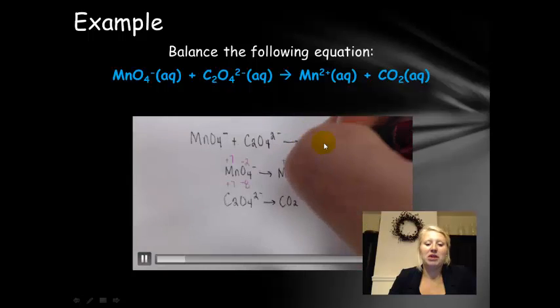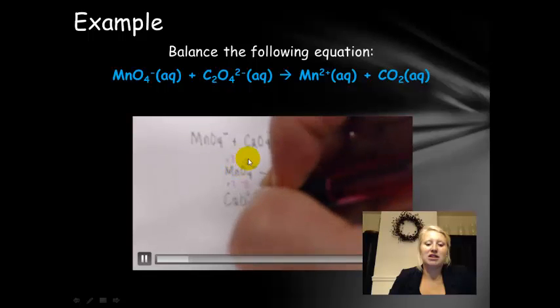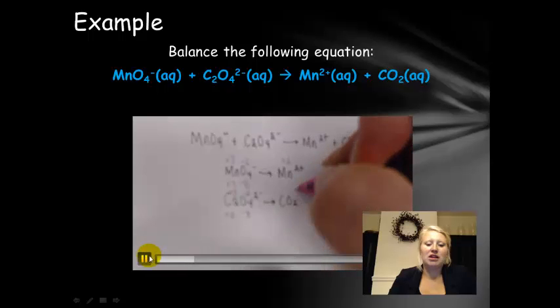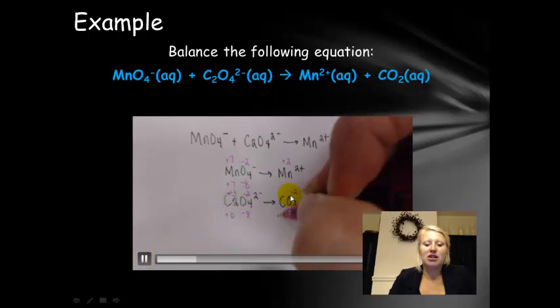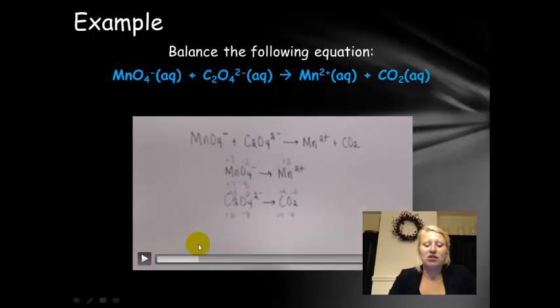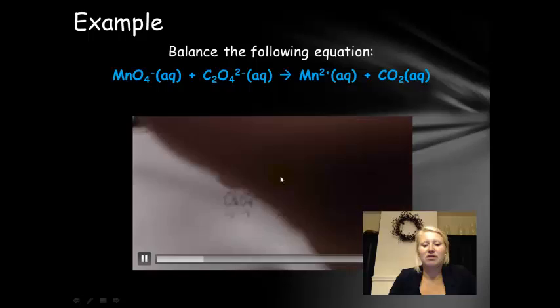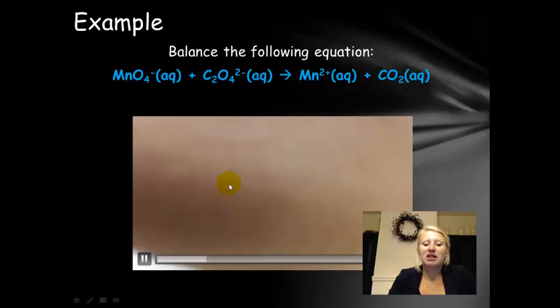Now I'm going to assign oxidation numbers. So oxygen is -2 for a total of -8, which means manganese must be +7. That's going to manganese +2. In the oxalate, oxygen is -2 for a total of -8, which means the carbon must add up to +6, because remember the overall charge is -2, so each carbon must be +3. In the carbon dioxide, oxygen is -2 for a total of -4, which means carbon must be +4. So here we can see that manganese is going from +7 to +2, which means it must have gained 5 electrons.